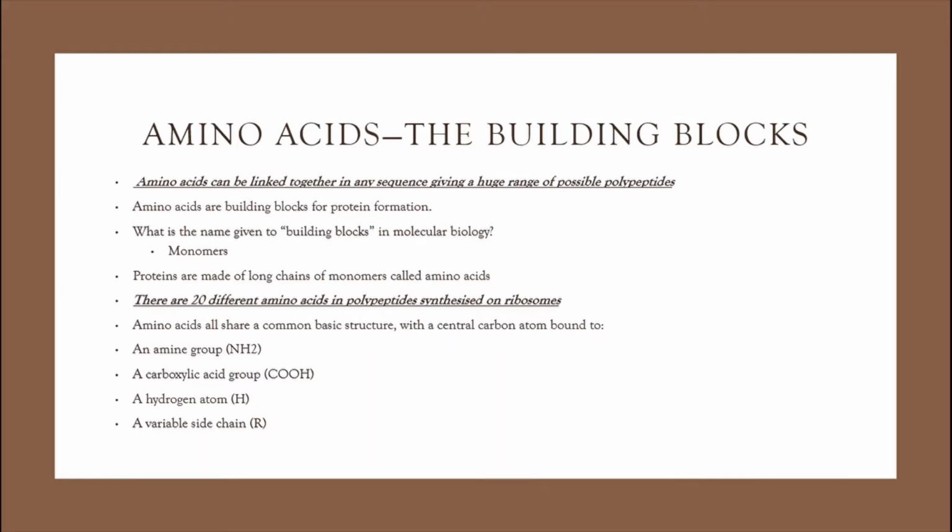So the reason why we have 20 different amino acids is because there are 20 different variable side chains that we can put onto that central carbon, and that gives us a new amino acid.